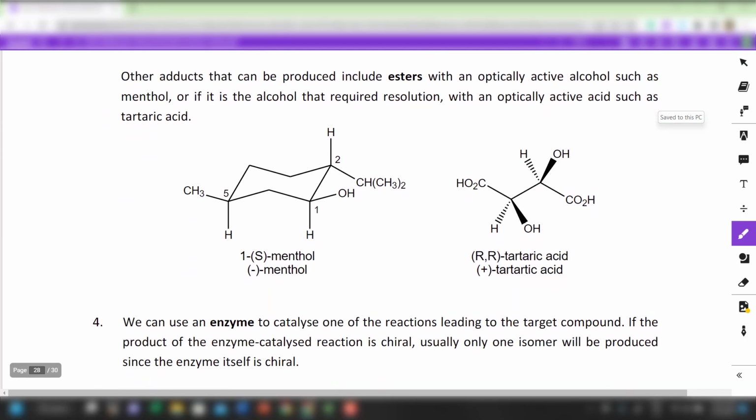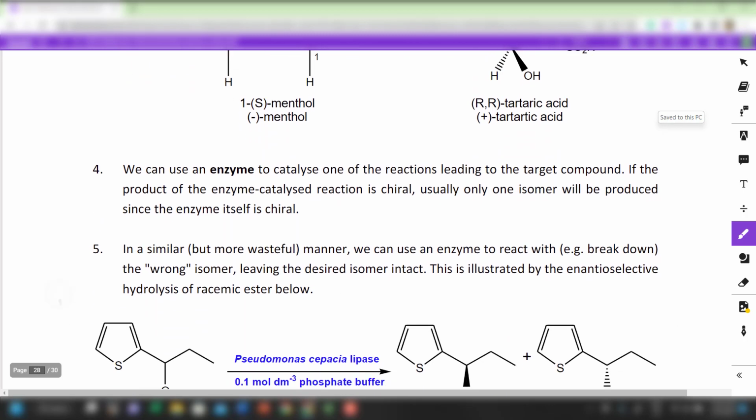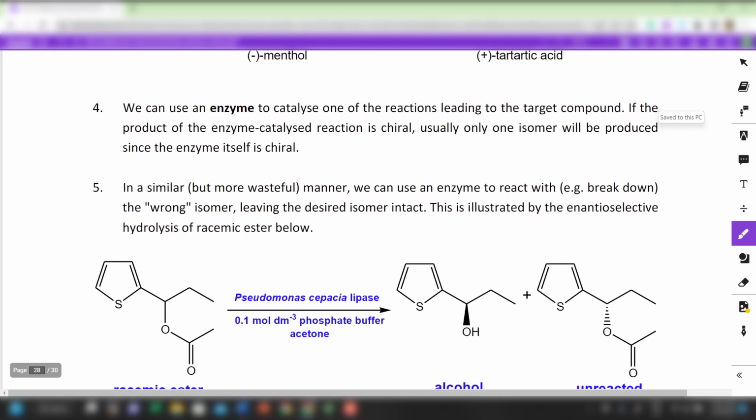Okay, and then of course there's an example over here, but this is slightly different because this involves formation of an ester. So a new product is being formed, but in the formation of the ester, you are getting a diastereomeric mixture, so one of them might be easier to remove. We can also use enzymes to catalyze the reaction to produce one over the other.